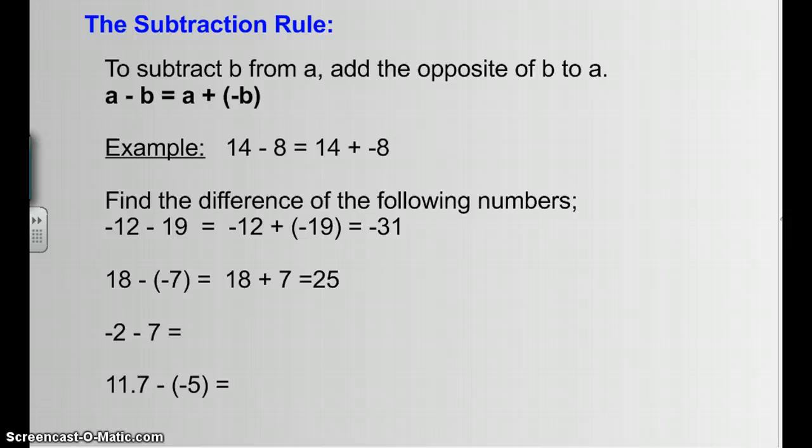So for example, 14 minus 8 is actually 14 plus the opposite of 8. You should find the difference of the following numbers. Negative 12 minus 19, that's negative 12 plus the opposite of 19, that's negative 31. 18 minus negative 7 is 18 plus the opposite of negative 7, which is 18 plus 7, that's 25. Negative 2 minus 7, you should work on that, and 11.7 minus the opposite of 5.